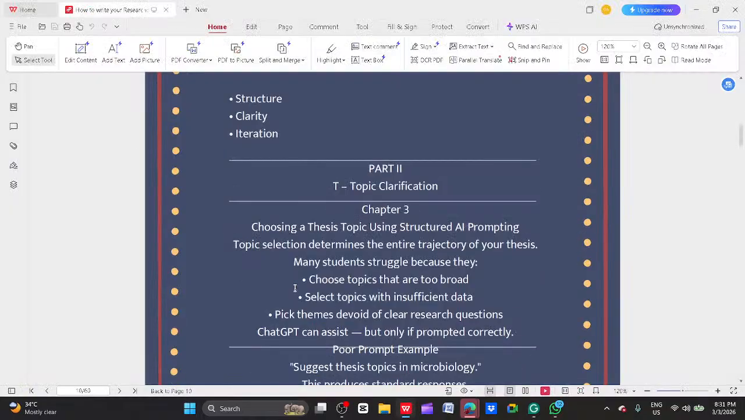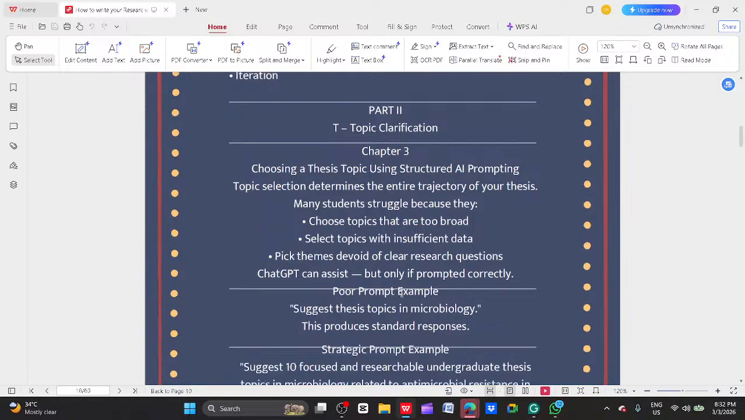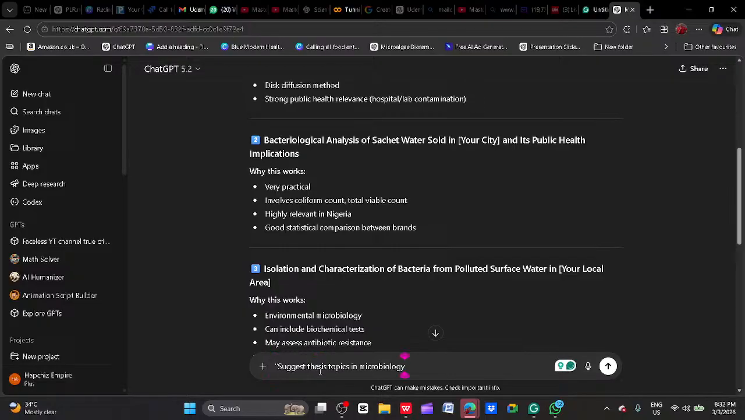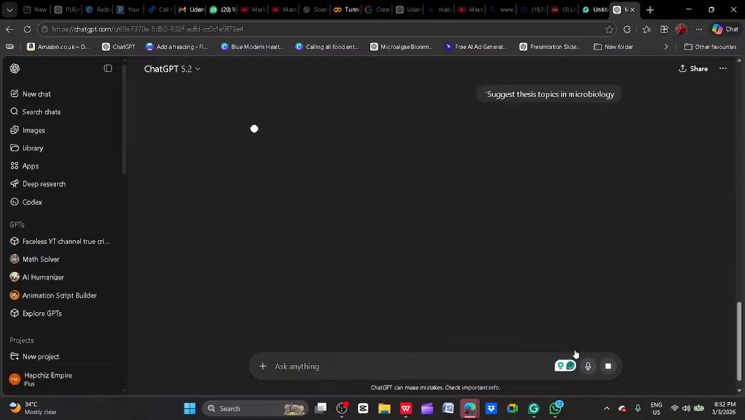So many students struggle because they choose topics that are too broad, select with insufficient data, pick things like this. So, a poor prompt example: suggest thesis topics in microbiology. This is too vague. Let us see how ChatGPT is going to respond to this one for you. It's a very poor prompt.